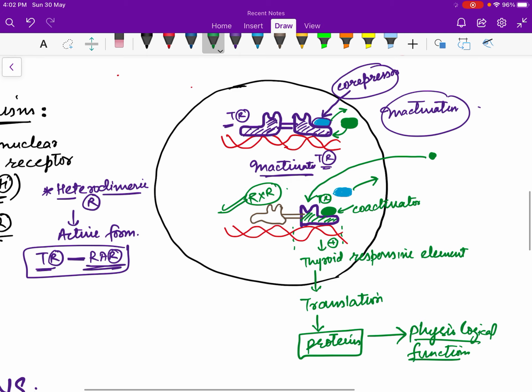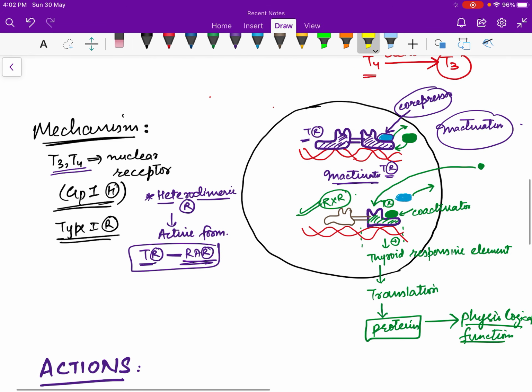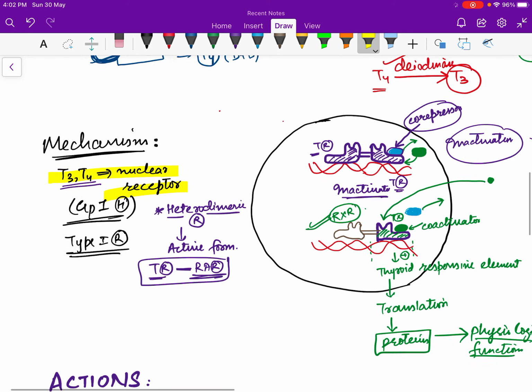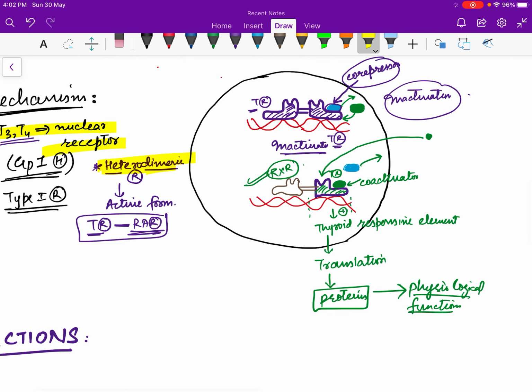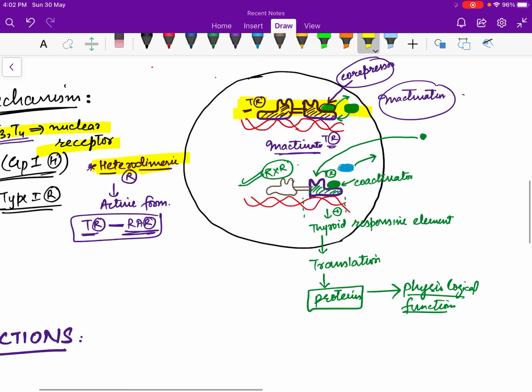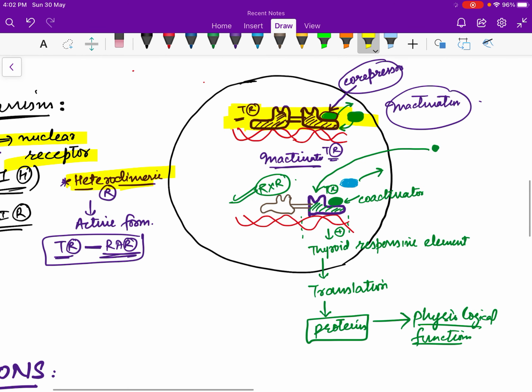So let's take a look at this. Mechanism of action: T3 and T4 act on nuclear receptors, and the receptor is a heterodimeric receptor. That means in inactive form they are homodimeric receptors. So, thyroid receptor: there are two thyroid receptors bound to a co-repressor, and the receptor is in an inactive state.